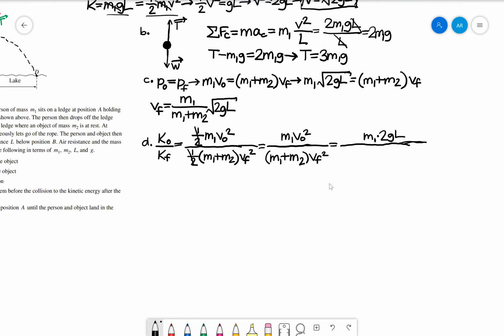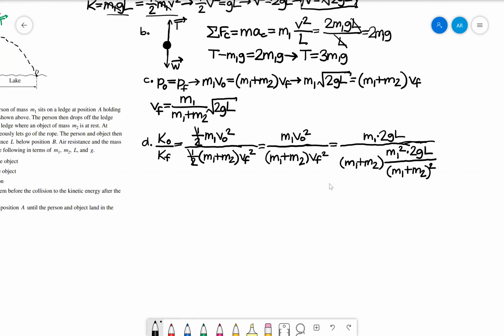Okay, what about the bottom? The bottom, we have m1 plus m2, and vf squared gives us m1 squared. Okay, vf is the speed we found in part C. So again, we're just squaring this. m1 squared times 2GL over m1 plus m2 squared.